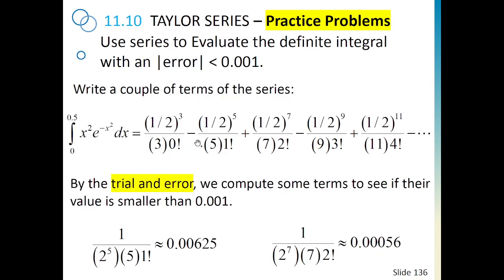I expand a little bit, and as usual by trial and error, I try to find which term here satisfies the condition. The error needs to be smaller than 0.001. So I try a couple of terms. I tried this one, and well, it didn't satisfy. It's almost there, but not really. Then the next term satisfies the condition.